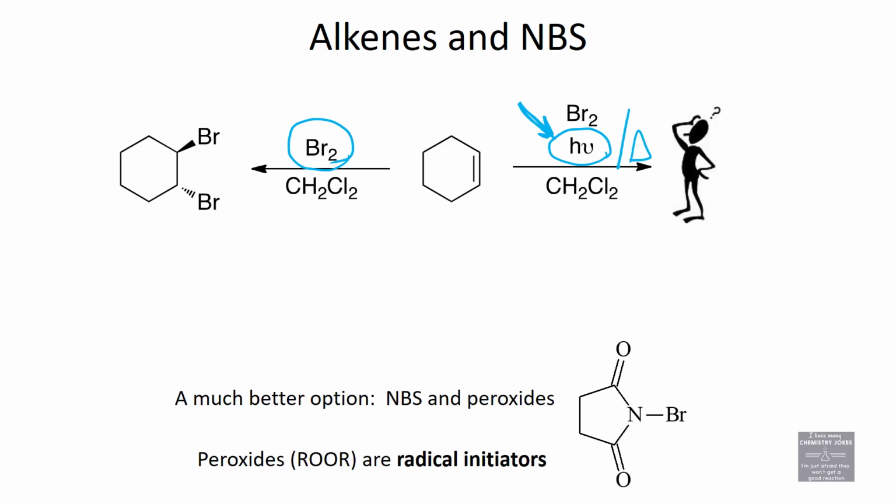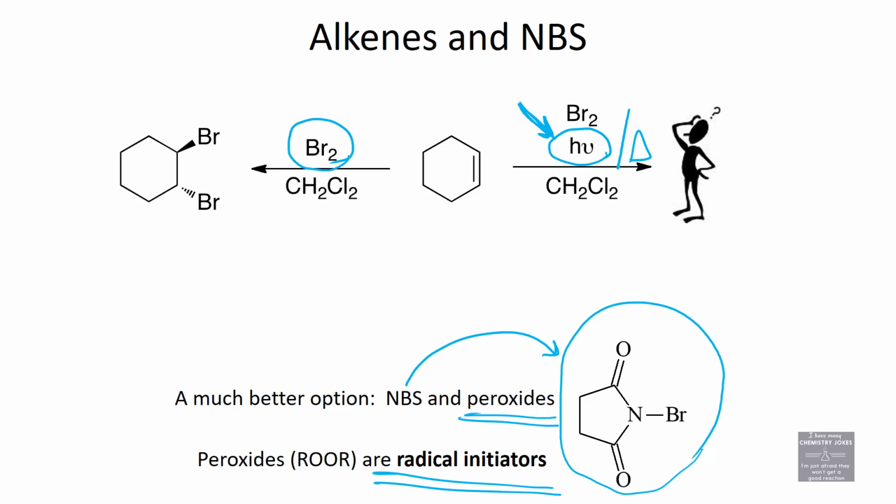If you want to do radical stuff, a solution for mandatory doing radical stuff is to add something called NBS. This is the structure of NBS, N-bromosuccinimide, NBS and peroxides, because peroxides are radical initiators. They tell you that you're going to do a radical reaction here. So NBS and peroxides, you're going to do radical. What kind of product should you predict if you add NBS and peroxide?